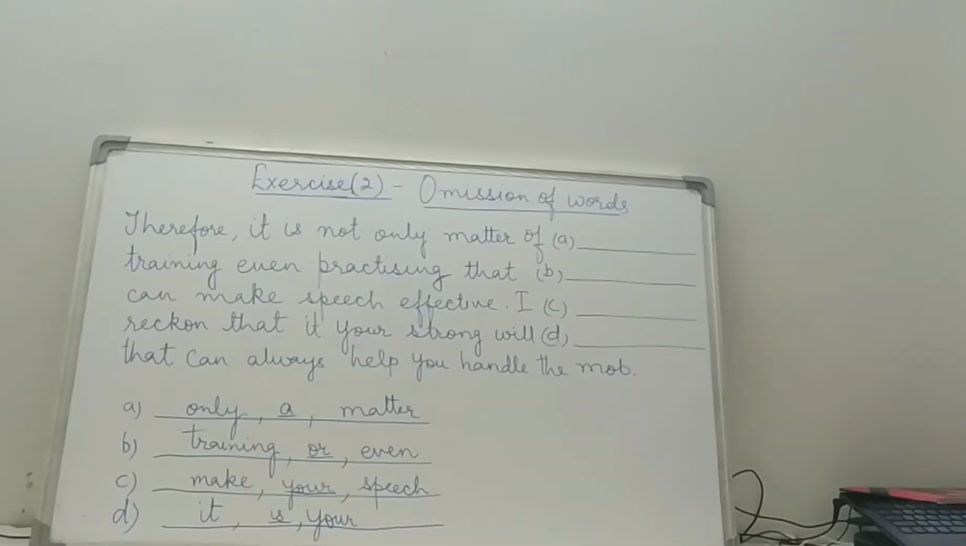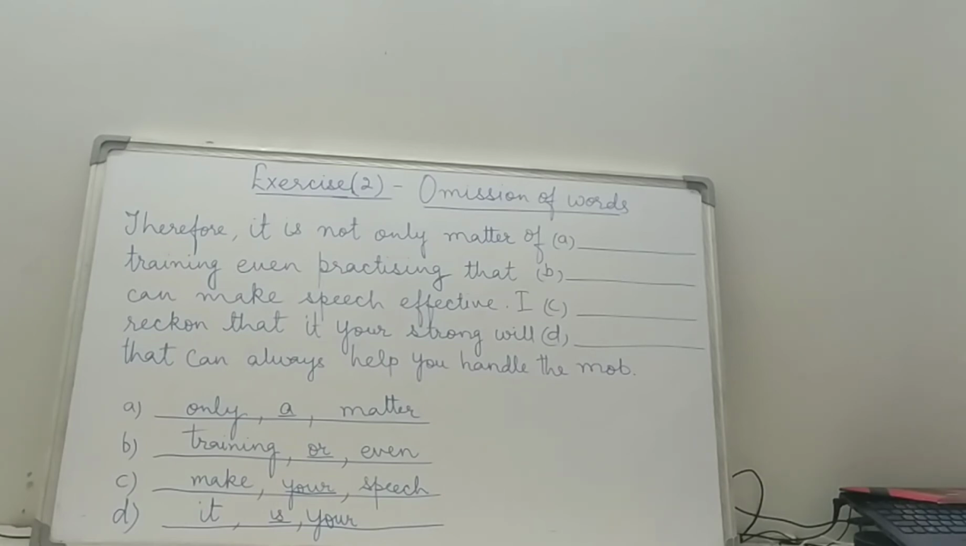So one more question we are going to do, and that is omission of words. A short passage is given, and in each of these lines where it is numbered, a blank is given, there is one word which is omitted. So the first line: therefore it is not only matter of. While reading it, we can very easily find that there is one word which is missing, and that is a. So you can see the answers given below. Therefore, it is not only a matter of.